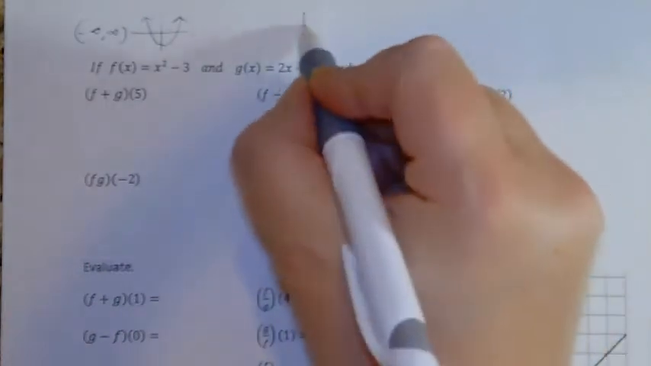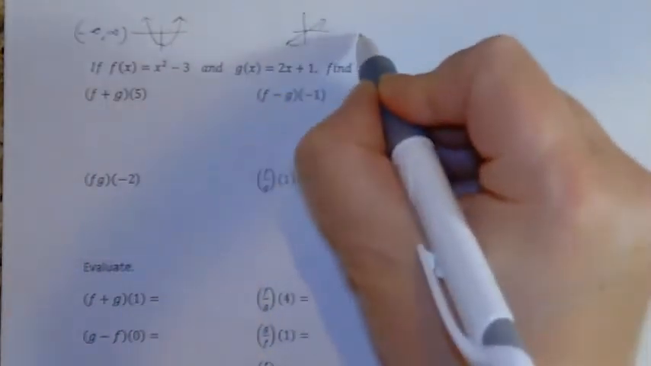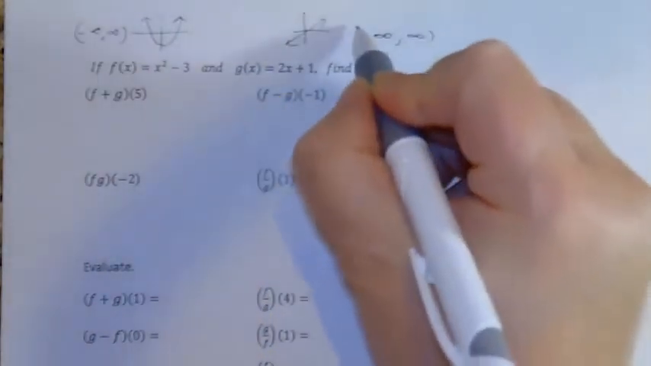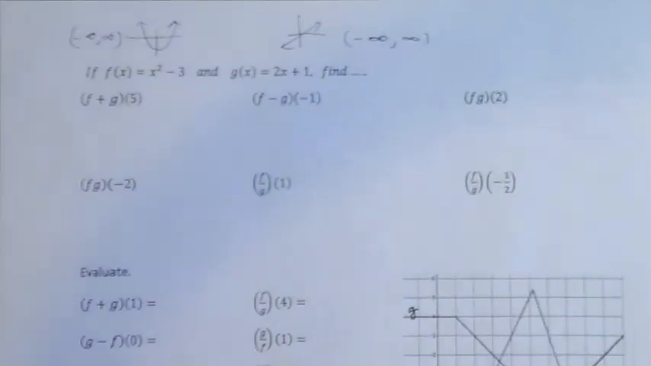This one is linear. If you graphed it, it would look like this, so the domain would be negative infinity to infinity. So what I want to do is try to evaluate the functions at a certain place by adding or subtracting. So let's start with this first one here.